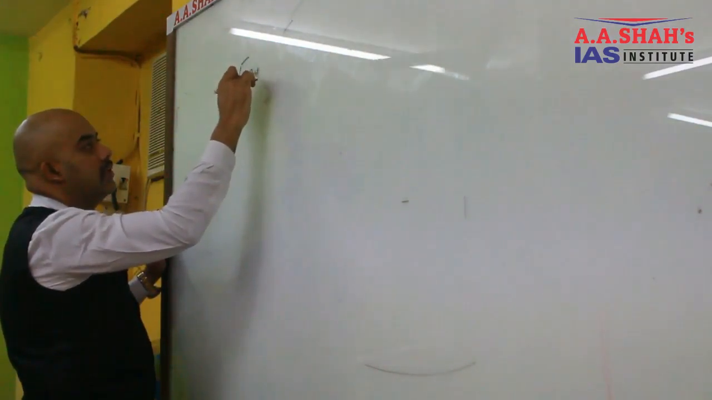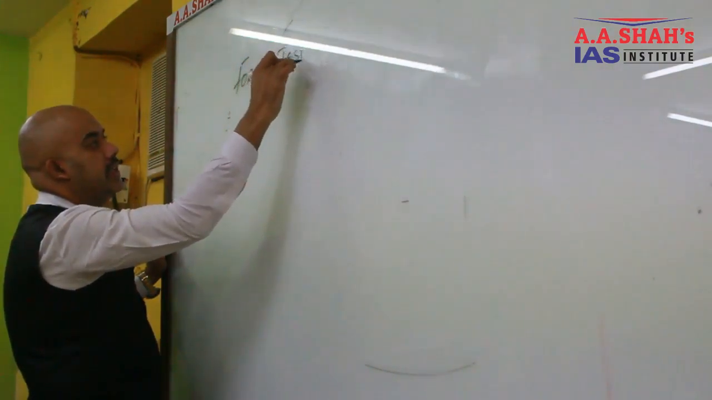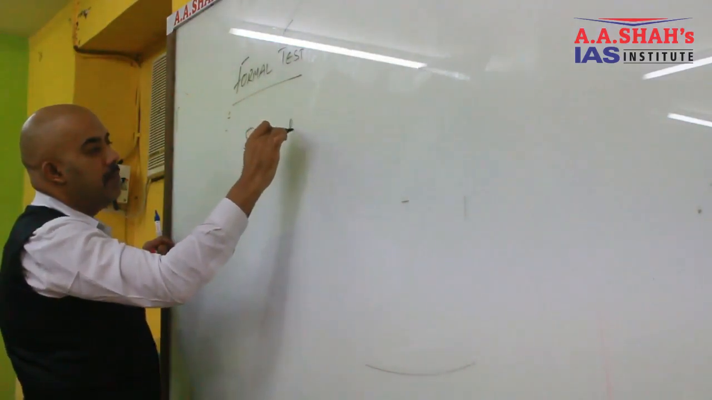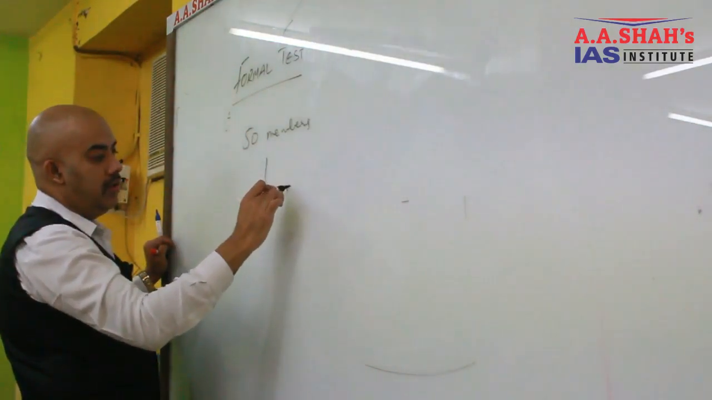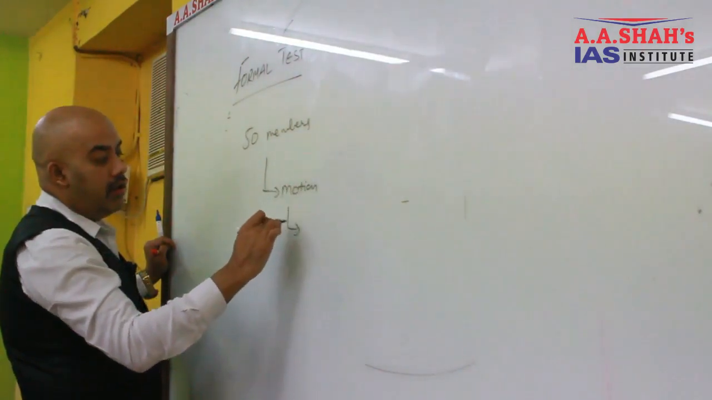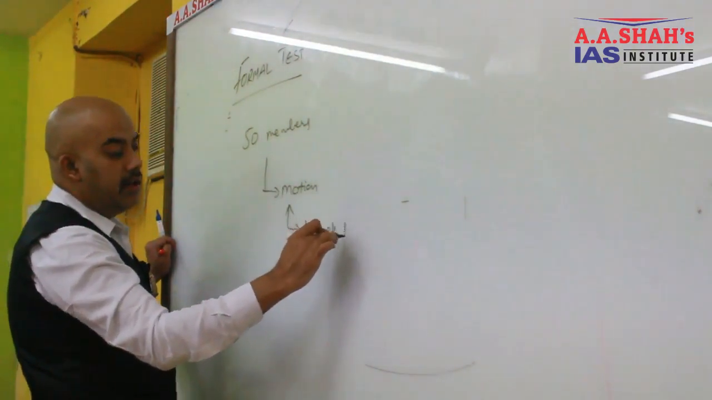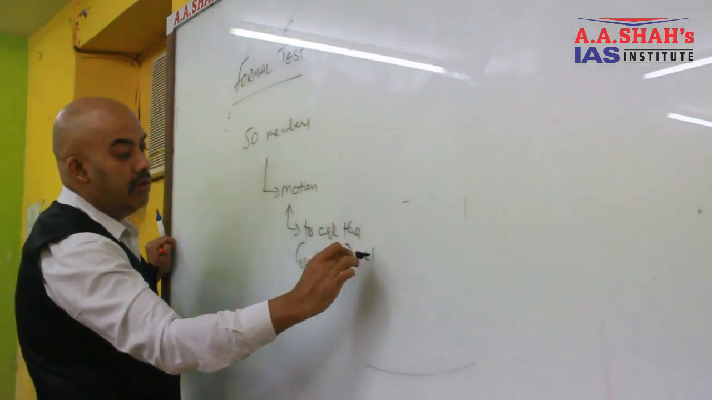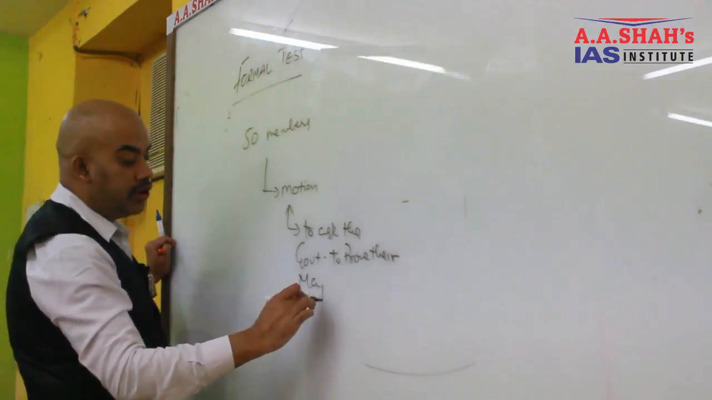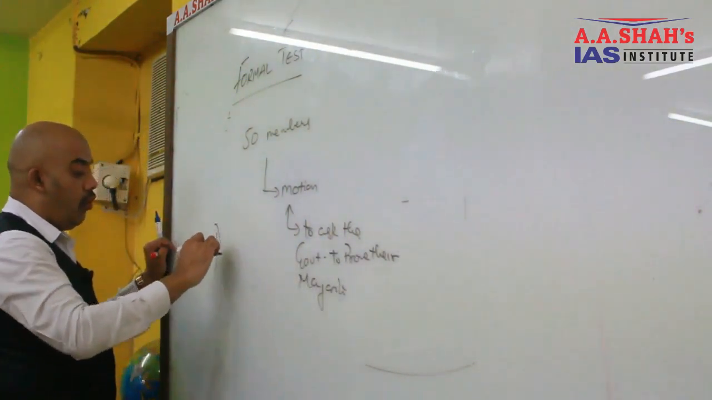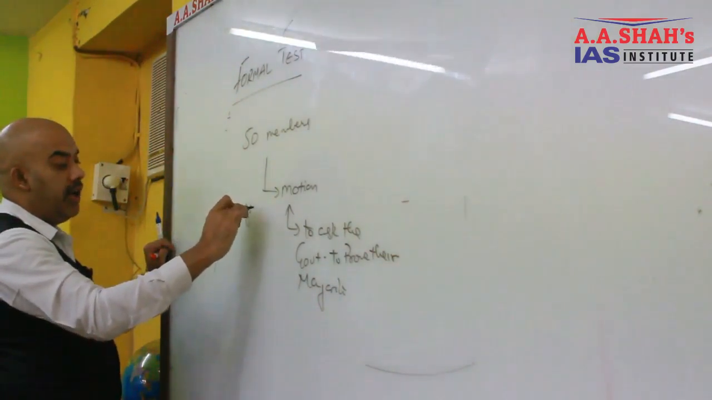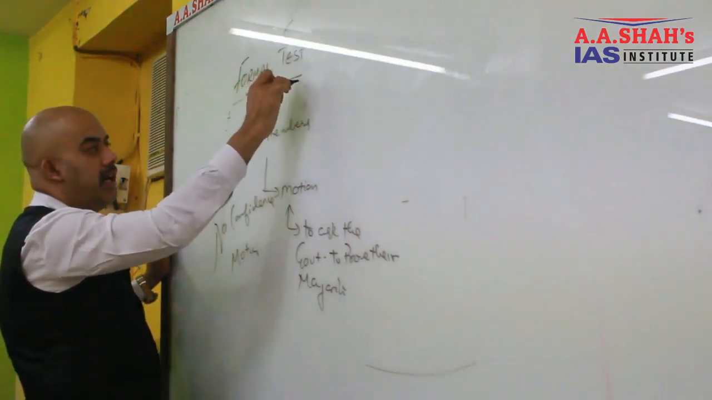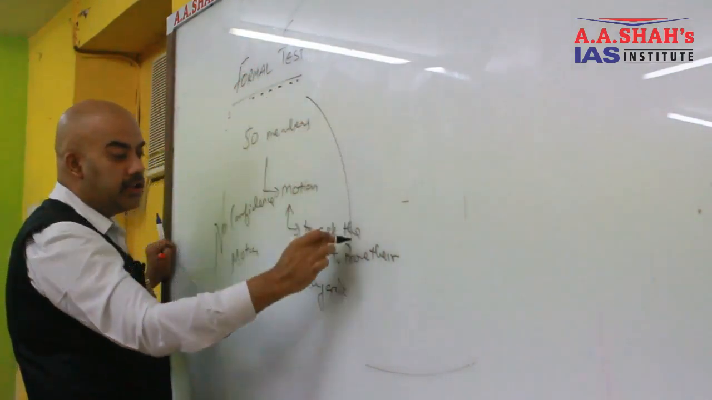So what is a formal test of strength? A formal test of strength is when 50 members, usually 50, move a motion to ask the government to prove their majority. This motion is called the no confidence motion. Now, this no confidence motion is a formal test because the government is asked to prove its majority.